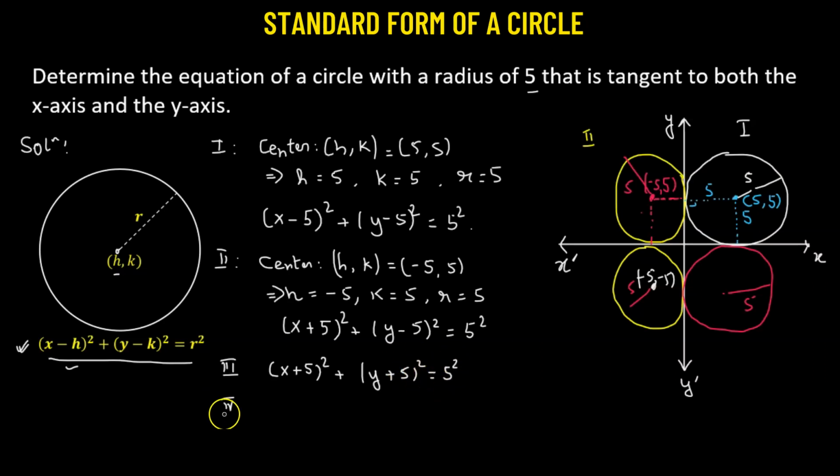Coming to the fourth quadrant, the fourth circle, what do you think will be the coordinate of the center? Yes, the x coordinate is going to be positive 5, but the y coordinate is going to be negative 5. So our equation is then going to be (x minus 5) whole squared plus (y minus of minus 5, so we get positive 5) whole squared, and this is going to be equal to 5 squared. So these are the 4 equations of the circles, and each circle has a radius of 5 units and touches both the x-axis as well as the y-axis.